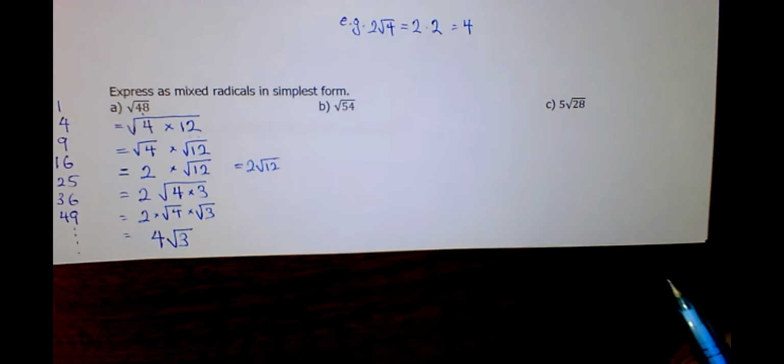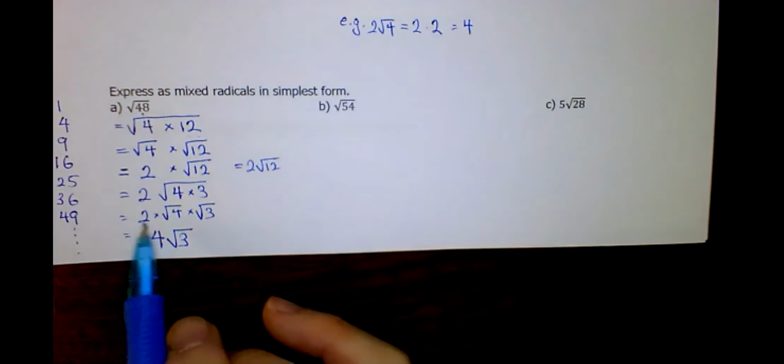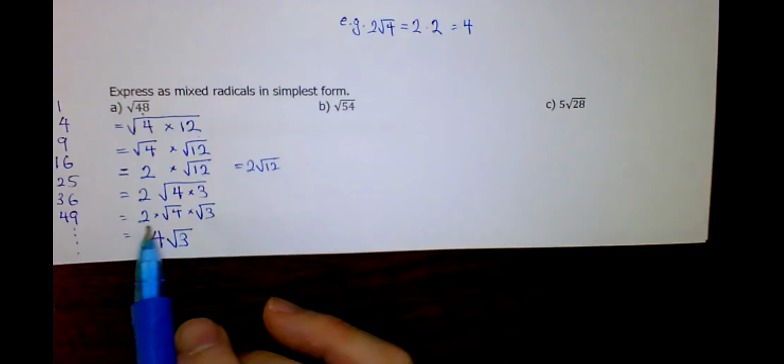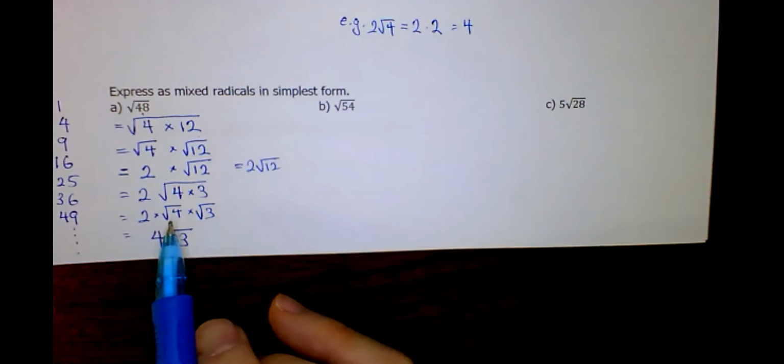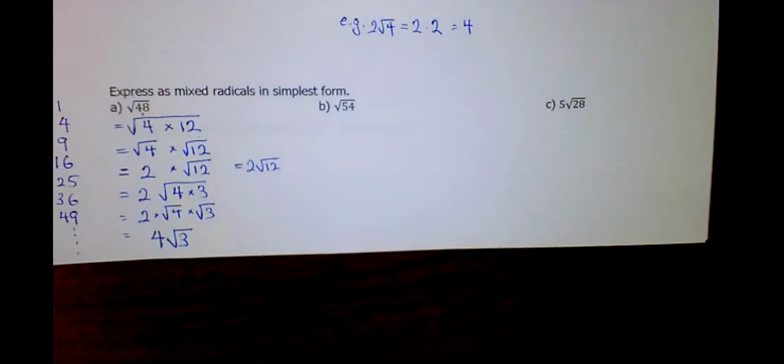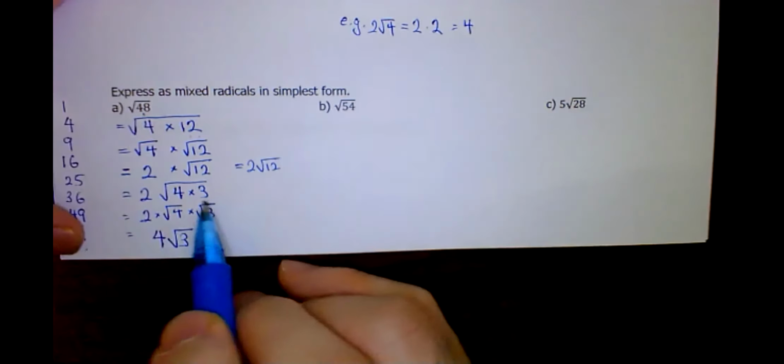Wait, do you just get rid of the 2? On the second last line, it's 2 times the square root of 4 times the square root of 3, into the first 2. Oh, I get it. That makes sense. I like that. Okay, so let's continue.